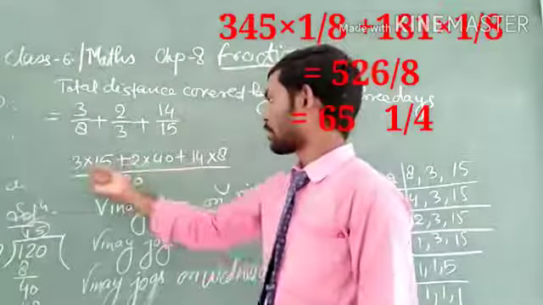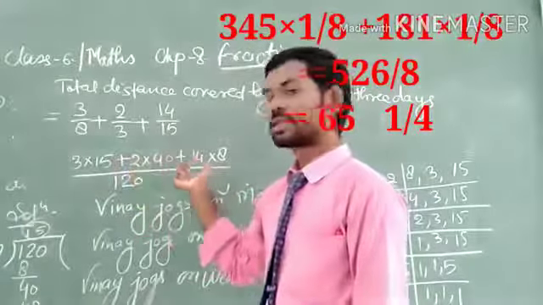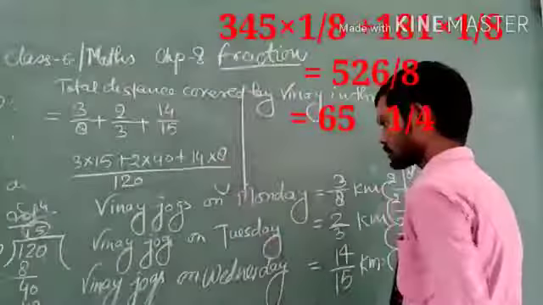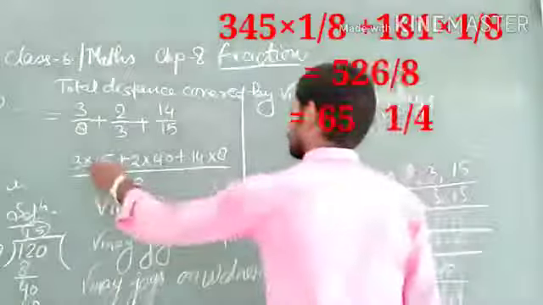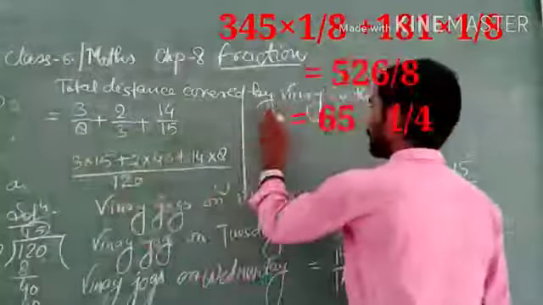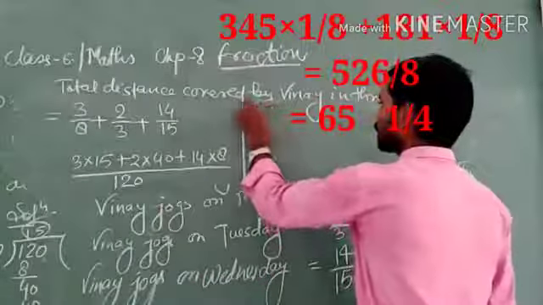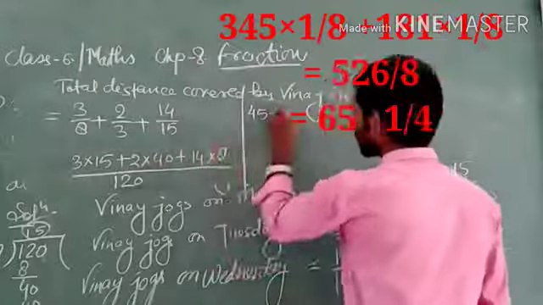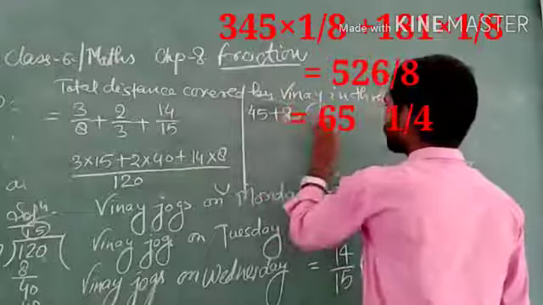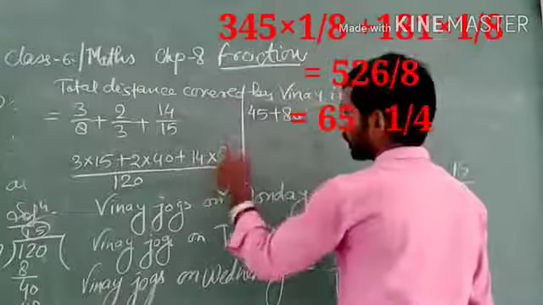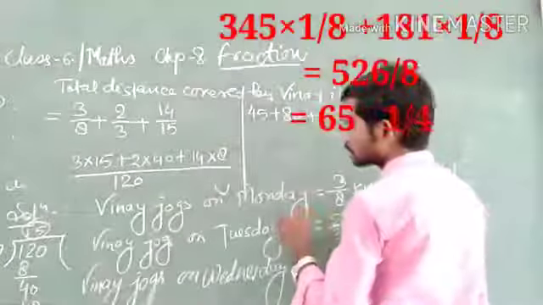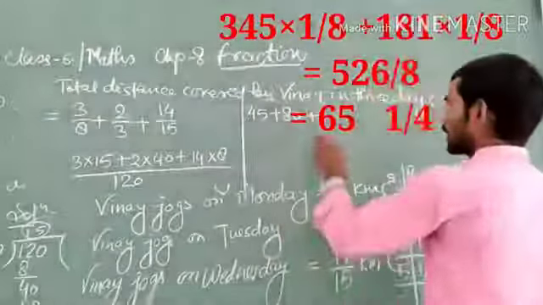Now we have to find the product of these three terms. So here we write 15 times 3 is 45, plus 2 times 40 is 80, plus 14 times 8, which is 112.